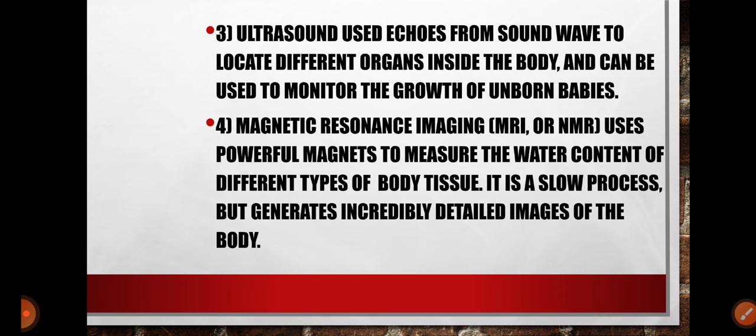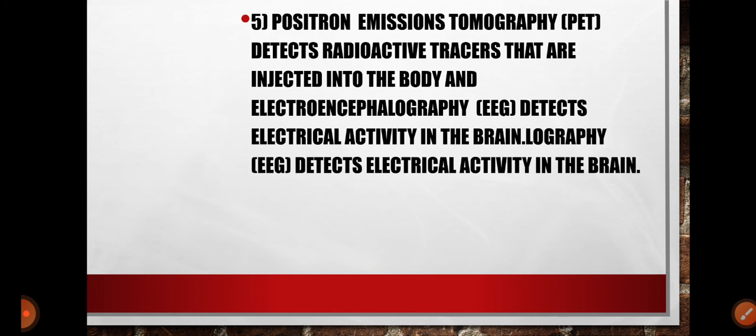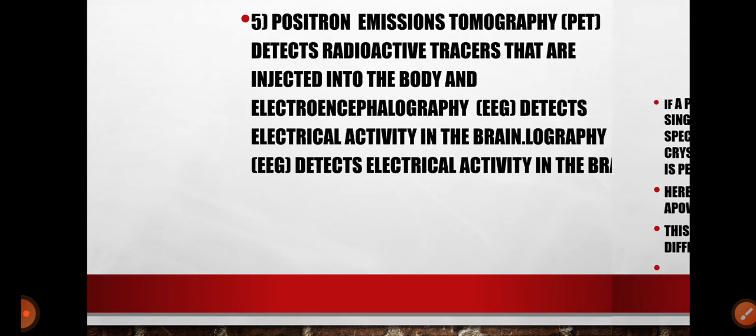Then the fourth is magnetic resonance imaging, or NMR. It uses a powerful magnet to measure the water content of the different types of body tissue. It is a slow process but generates incredibly detailed images of the body. Then the fifth is positron emission tomography, which detects the radioactive tracers that are injected into the body, and EEG detects the electrical activity in the brain.